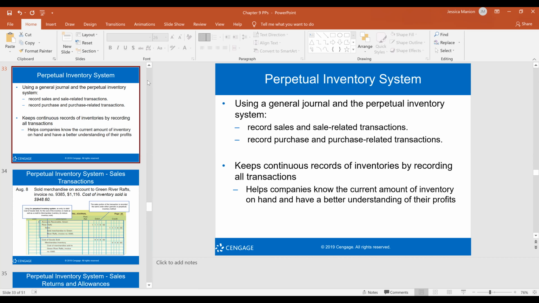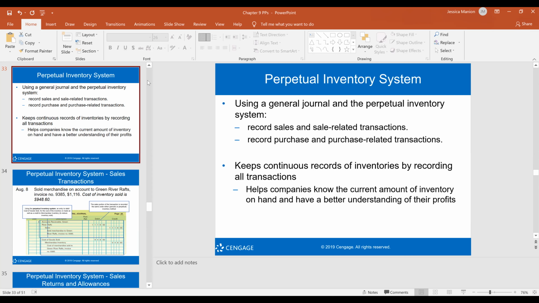As we discussed before, this perpetual inventory system keeps a continuous record of inventories by recording all transactions as they're happening. Think about when you purchase something from Walgreens, for example. That POS terminal, or point of sale terminal, that cash register, automatically updates both the sale transaction and the inventory account. Since that item was just sold, it reduces the inventory account. That's what we're looking at with the perpetual inventory system.